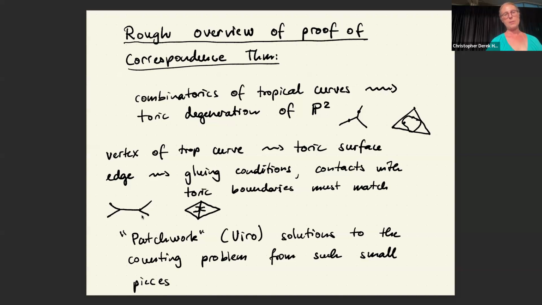An edge of my tropical curve, like here, local picture again, an edge connecting 2 vertices, corresponds to 2 toric surfaces. And that gives me some gluing conditions because the contacts with the toric boundary of the solutions in the 2 toric surfaces have to match to give me one global solution in my degenerate situation. Then, of course, you have to show that every such degenerate solution comes from an honest solution. And there's some work hidden here, but it's just a rough overview. So we're sort of patchworking solutions. This is going back to Viro. We're patchworking solutions to the counting problem from such small pieces whose combinatorics is governed by the tropical curve.